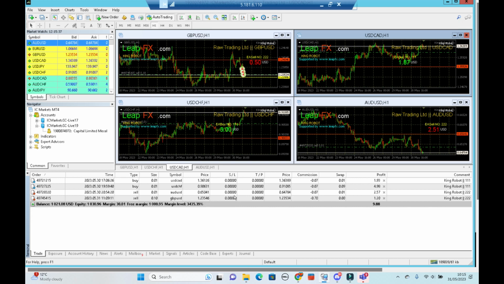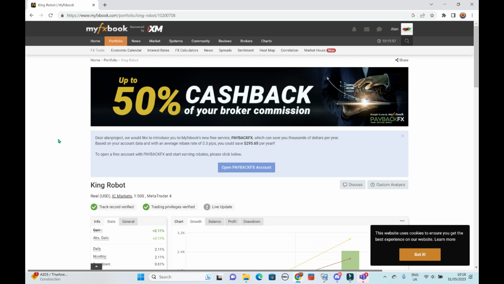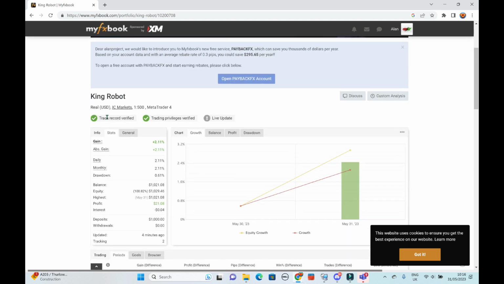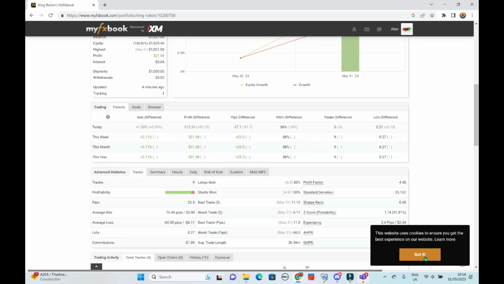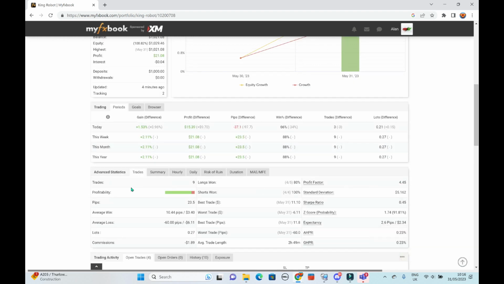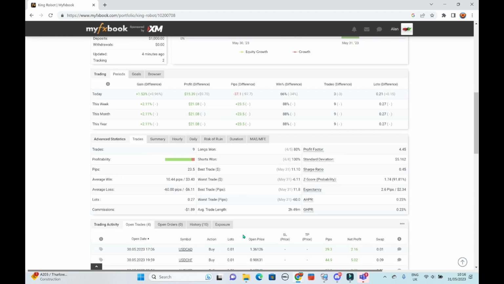So I'm now going to show you the MyFX book. This is the MyFX book account. It's all live, trade record verified, trade privilege verified. I've opened it up completely so you can see exactly what's happening. Obviously just started. Good profit factor. We've had 9 trades so far.